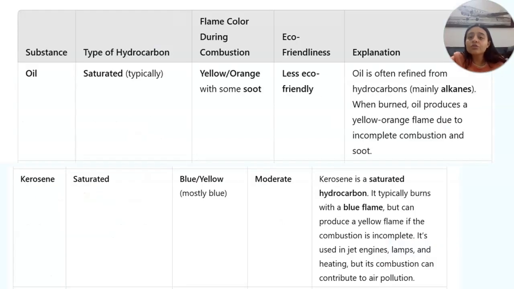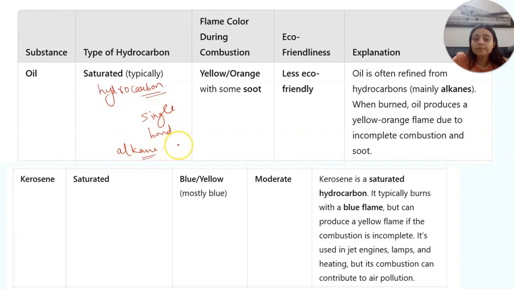Now some day-to-day carbon compounds which go through combustion are oils, like saturated oil. So why are we calling oil a saturated hydrocarbon? Why are we not calling it unsaturated? Because oil is made from what? Single bonds. Means it is what? Alkane. Okay.